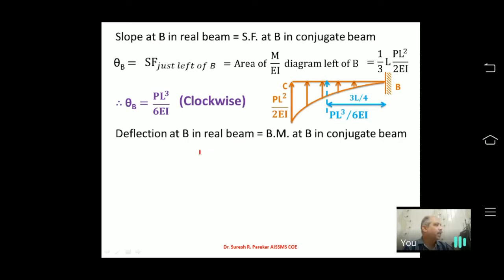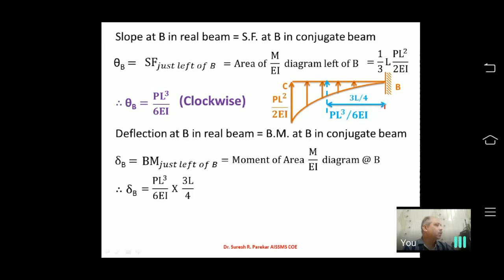Then we go to the deflection at B in the real beam. Now we just have to multiply force into perpendicular distance. So delta B is the bending moment just left of B, and we get PL cube upon 6EI into 3L by 4, which gives me PL to the power 4 upon 8EI.